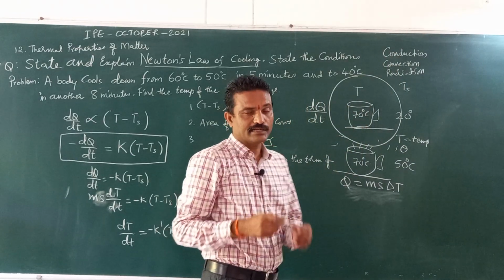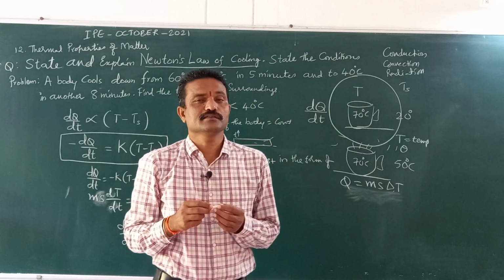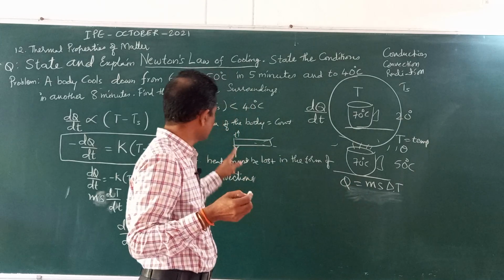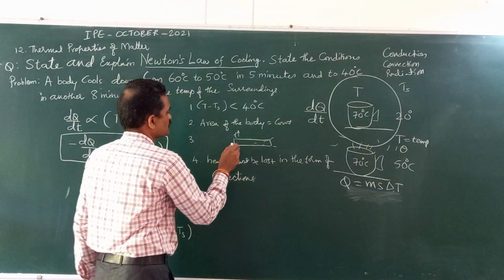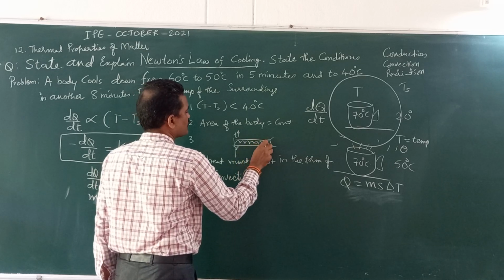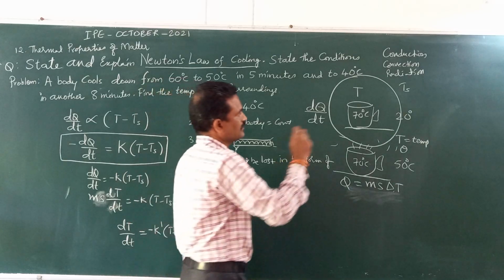Let us see. Conduction occurs in a solid object. For example, you take a big iron rod. You heat the rod on one side. So heat goes slowly from one particle to another particle. Heat is passed on from one particle to another particle. This is conduction. What is convection?